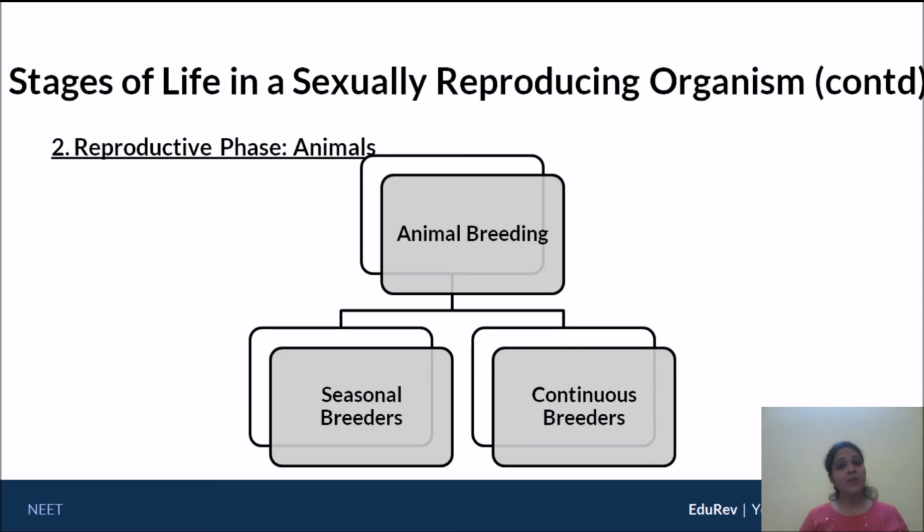Now, when animals breed, animals can be classified into two categories. One is a seasonal breeder and the other is a continuous breeder. Now, from the terms itself, it's very easy to understand. A seasonal breeder will breed in a particular season only, but a continuous breeder can breed throughout the year. Now, very clearly, if you try to place human beings here, we know that human beings fall into continuous breeders. We can breed, or in other words, you can have offspring throughout the year.